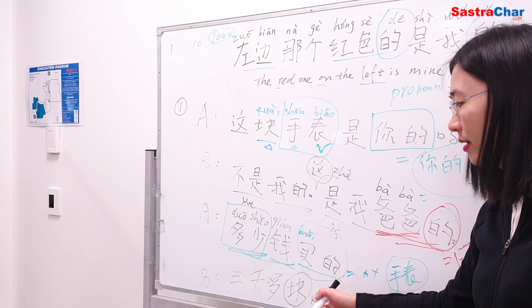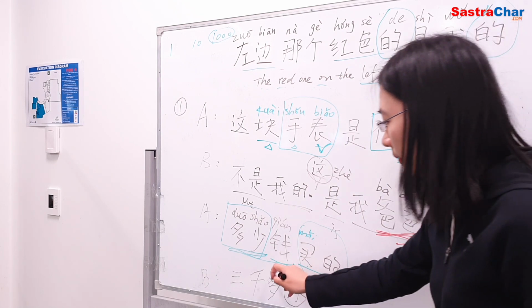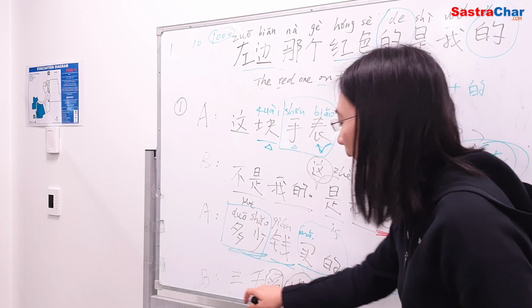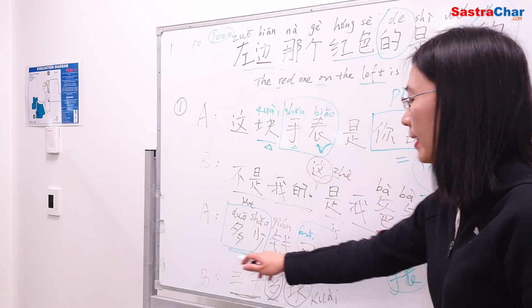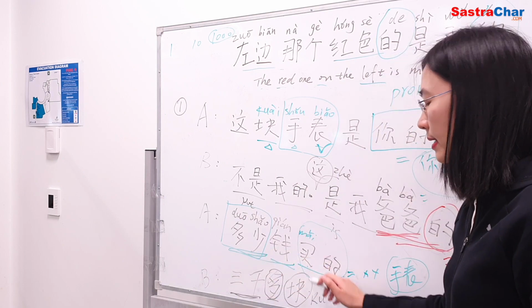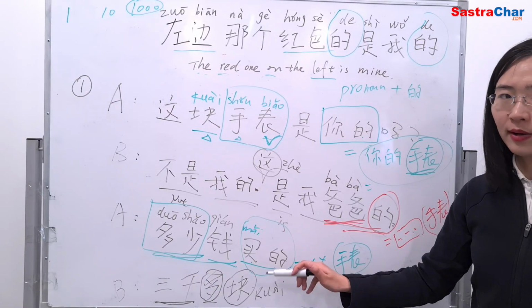Okay, Chinese dollar. So 3000多, 多 is put after the number here. It means it's more than this number. And here it is the 块, like yuan or like dollar.